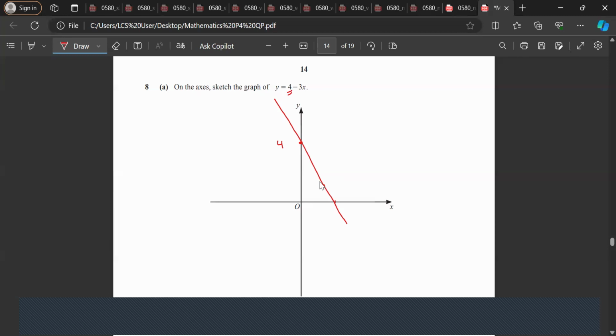So I want to get where it intersects with the x-axis. So I am going to put y equals 0. So y equal 4 minus 3x. Send the 3x to the other side. So 3x equal 4. So x equal 4 over 3. Okay? So this point will be 4 over 3. You got it?